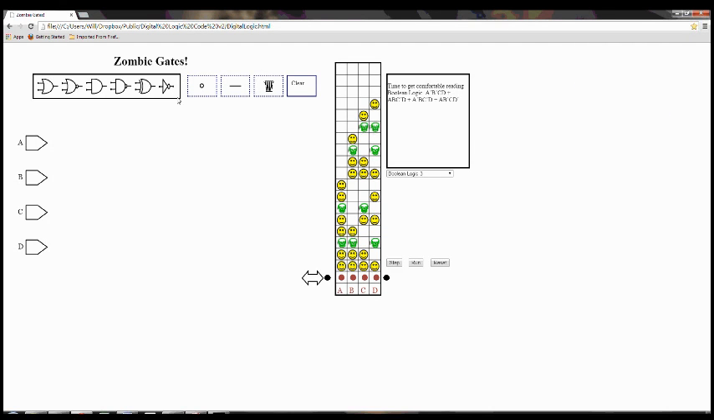Now this is from level Boolean Logic 3, which is a somewhat complicated one, but I'm going to walk you through it step by step so that you can take pretty much anything this game throws at you and not be intimidated by it.